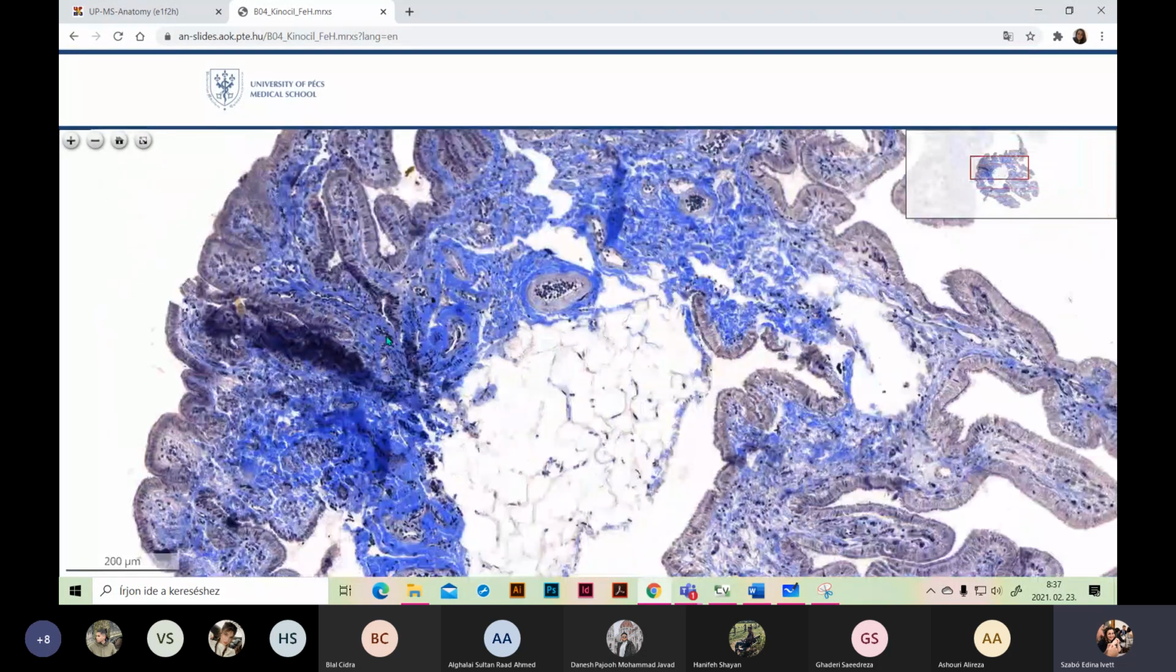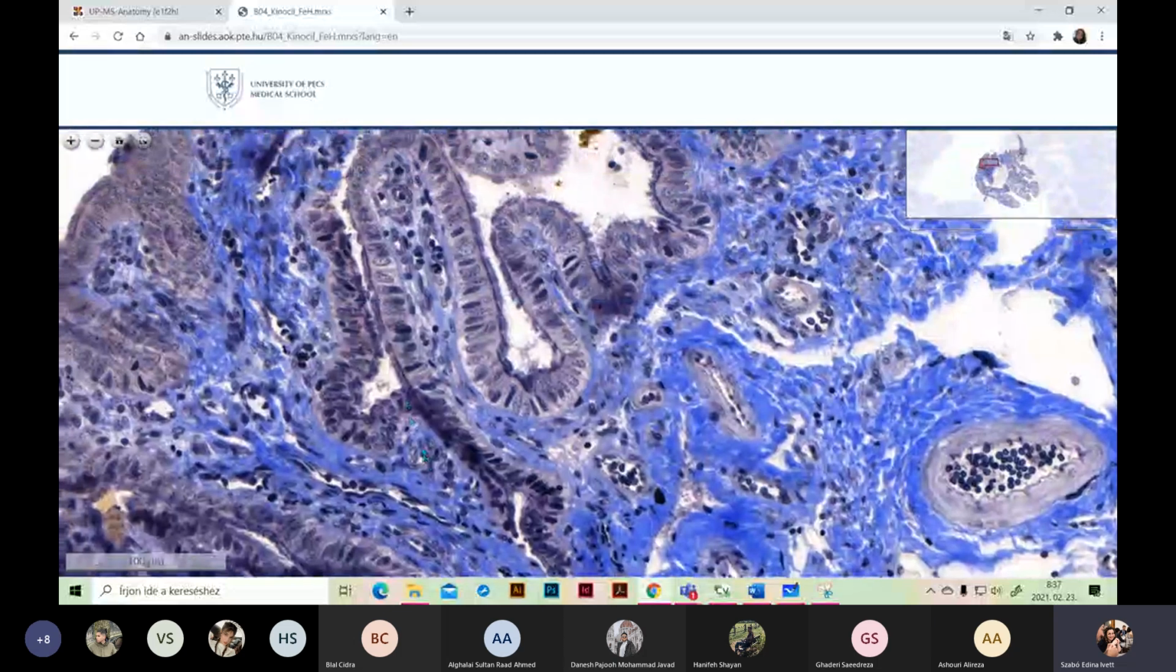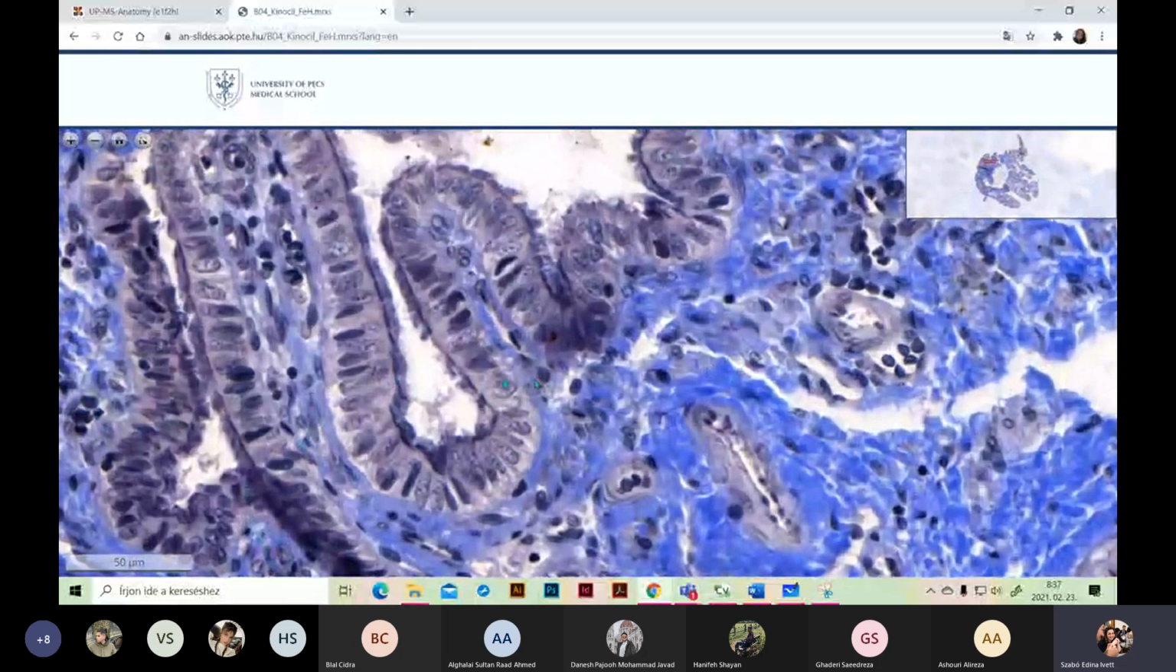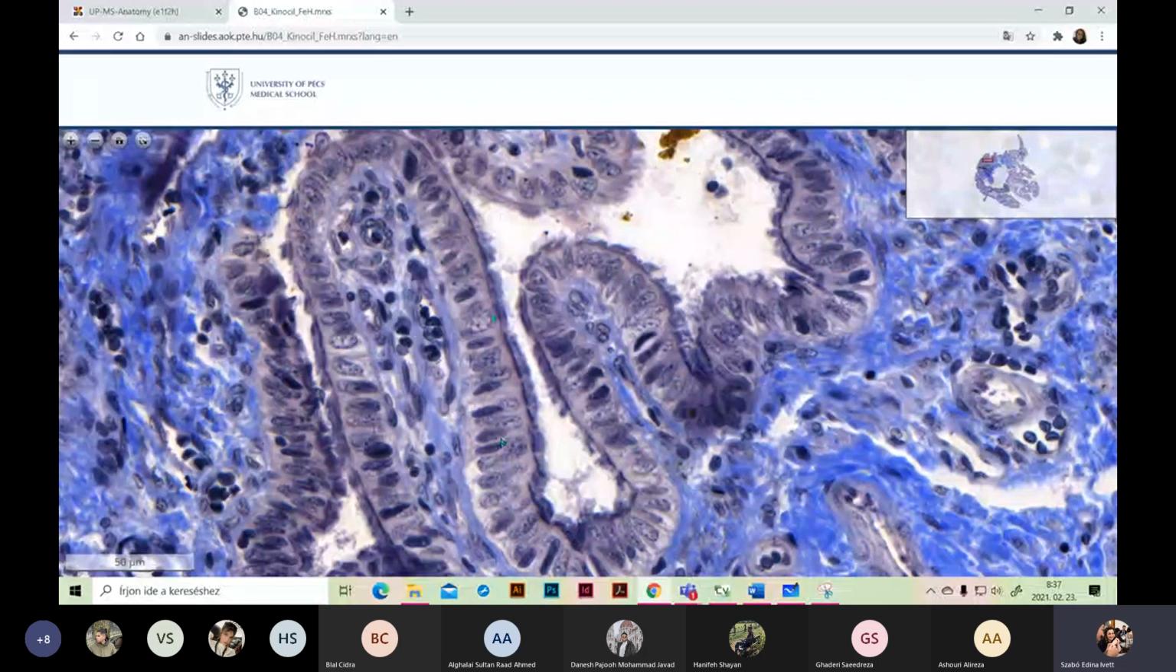So let's see this slide. We have to find the surface epithelium. In case of this part, you can see very well the surface epithelium. So please describe this tissue. The first step, we have to say which type of basic tissue we have. So it's an epithelial tissue because the cells are very close to each other, and between them we cannot see the intercellular substance.